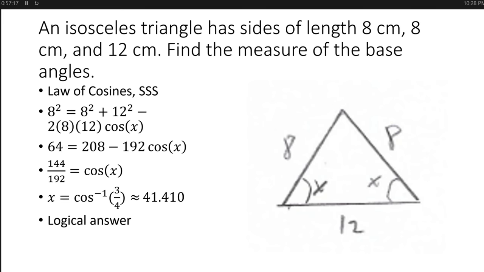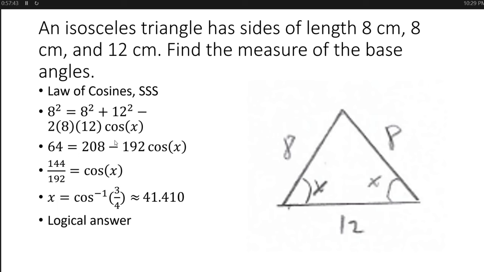So let's start. Our first question says an isosceles triangle has side lengths of 8 cm, 8 cm, and 12 cm. So two 8s, it's an isosceles, as it said. Find the measure of the base angles, which are these two right here. This is side, side, side, so it's law of cosines, but it's relatively easy. You just simplify this thing right here. It's very easy to simplify.